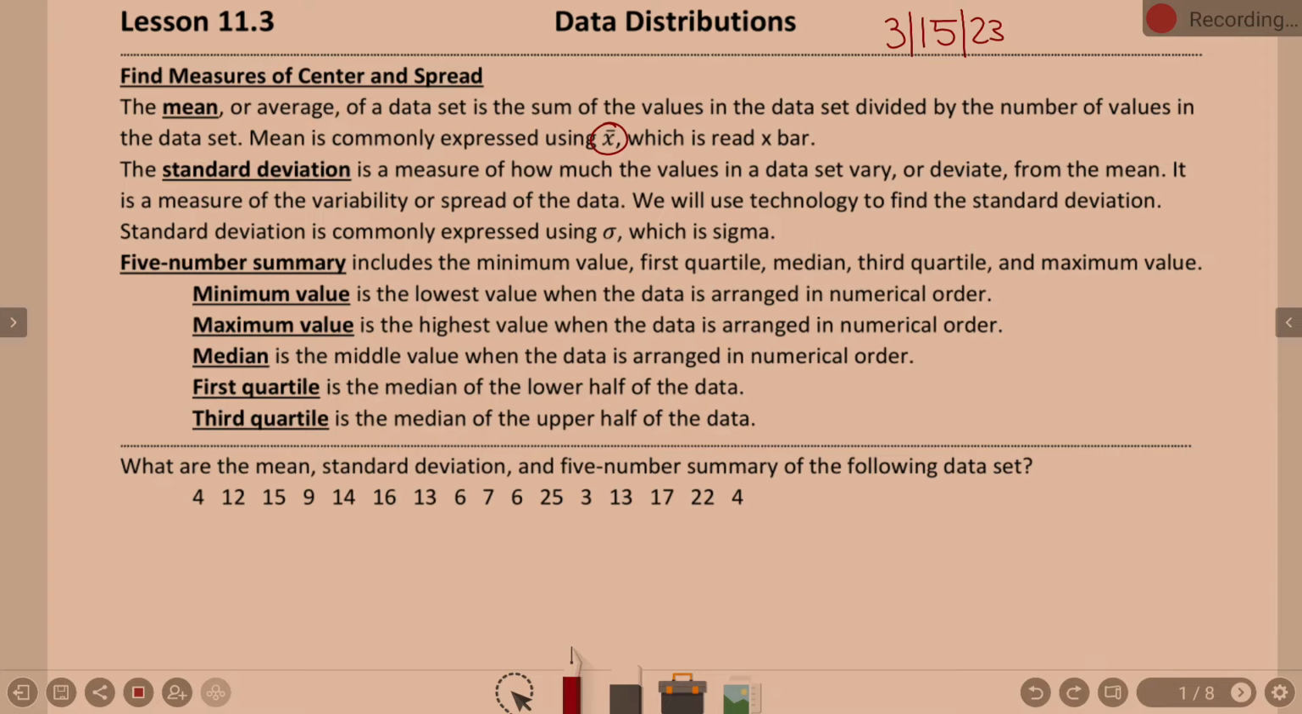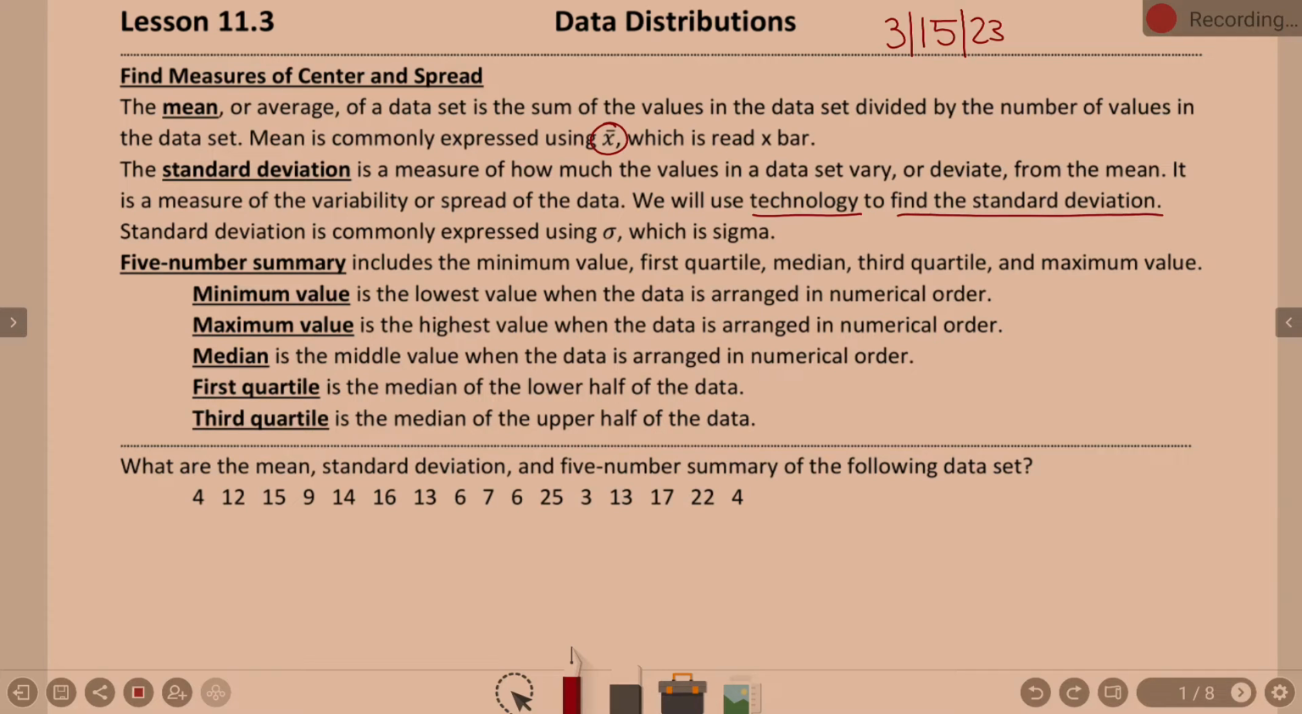Standard deviation, this is one of our talks about the spread of the data. How much the values in a data set vary or deviate from the mean. So is the group of numbers all clustered together, or is it really spread out? That is your standard deviation. It's the measure of the variability or spread of the data. Now, notice what I say here. We are going to use technology to find the standard deviation.